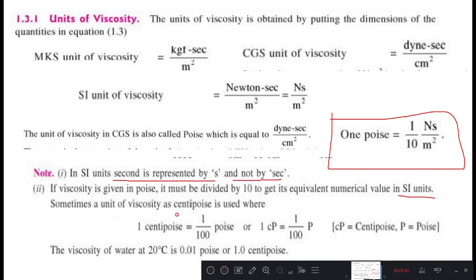Sometimes the unit of viscosity is given in centipoise, where 1 centipoise is equal to 1 by 100 poise, or 1 centipoise equal to 1 by 100 P. So here cP represents centipoise and P represents the poise. The viscosity of water at 20 degrees Celsius is 0.01 poise or 1 centipoise.